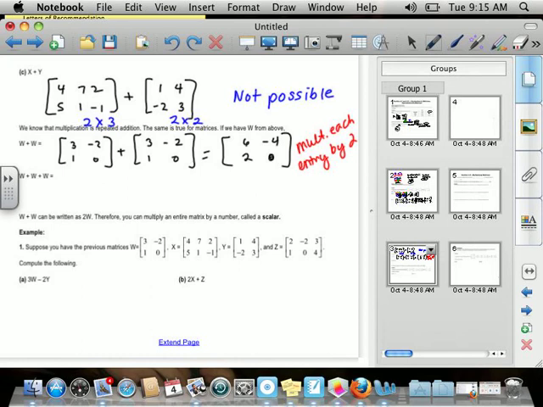All right, so that tells us that W plus W plus W, what do we think that's going to be? 9, -6, 3, 0. Do you guys see how that would end up being true? So W plus W can be written as 2W, therefore you can multiply an entire matrix by a number called a scalar. So that number out front is called a scalar.